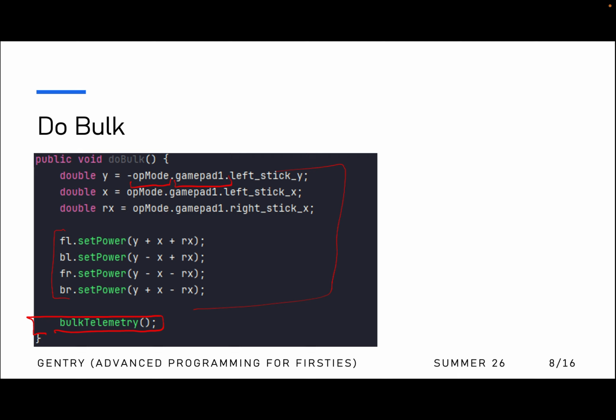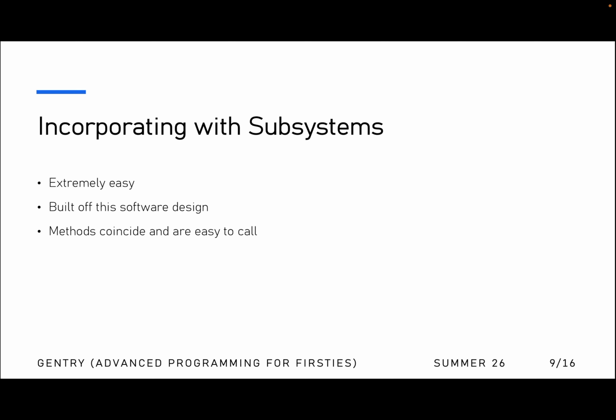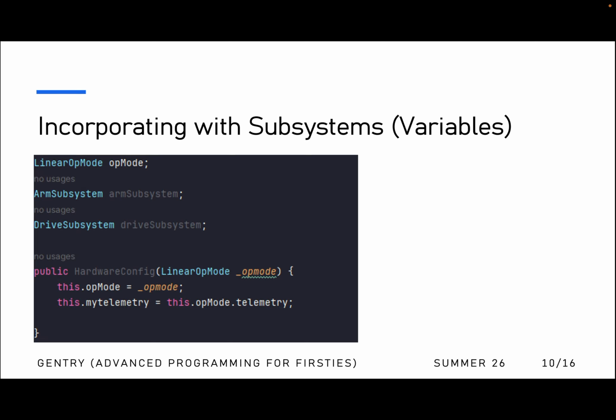Ideally, those are at the end with bulk telemetry, just because sometimes it's easy to set power in multiple places, and we want to make sure that doesn't happen. So if we want to incorporate this with subsystems, it's extremely easy. My robot is built off this software design, mainly, for the past couple years, and the methods coincide and are very easy to call. So let's go through an example.